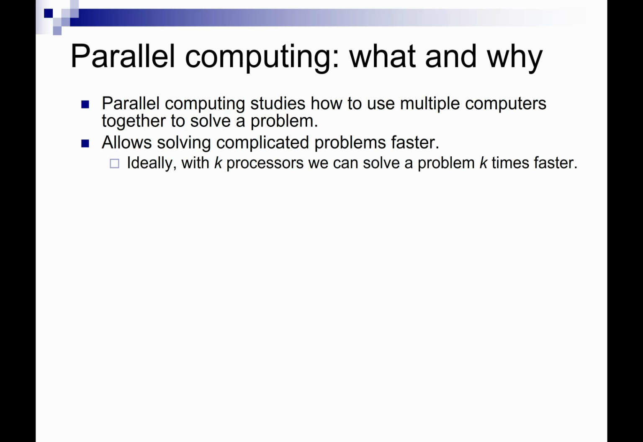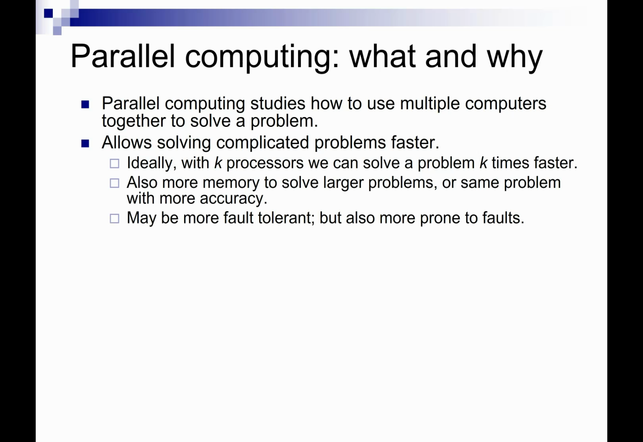Now, in terms of why you want to do parallel computing, there are many different reasons. The first reason is that if you have a large problem and you use multiple computers to solve it, then you can solve that problem faster. In fact, ideally, if you use k processors to solve a problem, then you can solve the problem k times faster. So if you have 1,000 processors, maybe you can solve your problem 1,000 times faster.